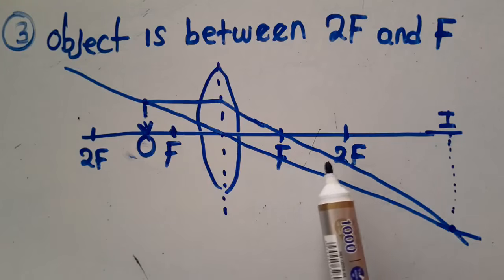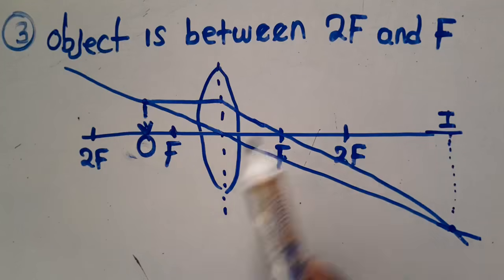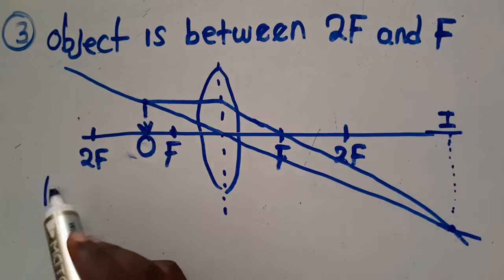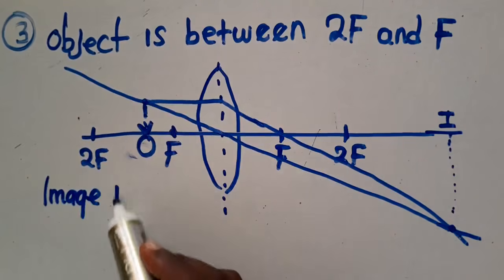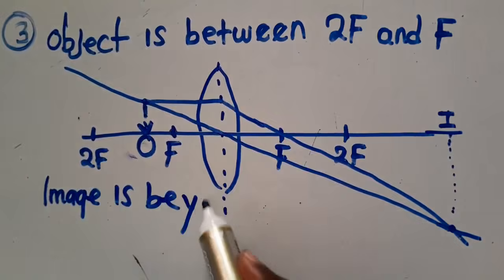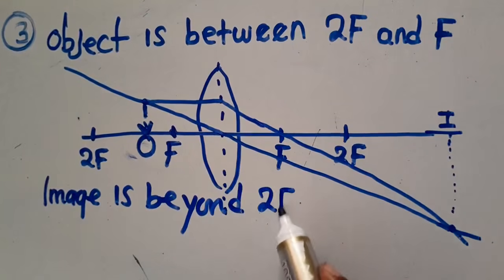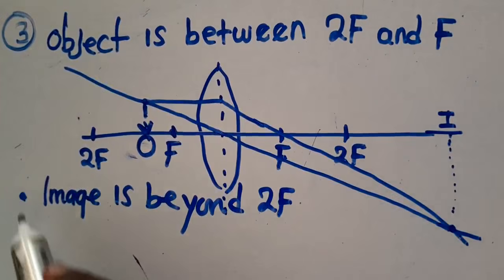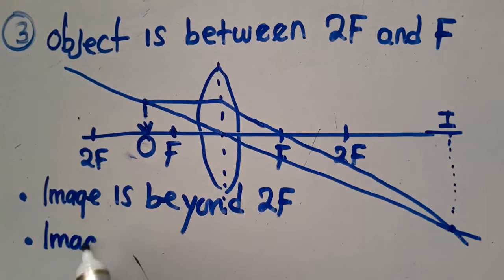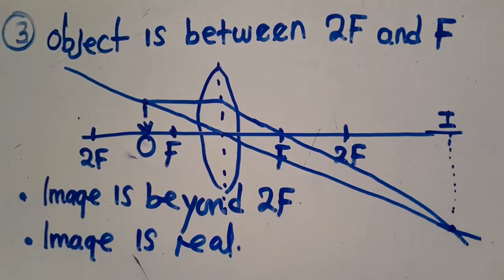So the characteristics of such a lens, or the characteristics of rays on this lens, is that the image is beyond 2F. Have you seen this image? The image is beyond 2F. The second one that you need to know is that the image is real. The image is real. This is what you need to know and understand.